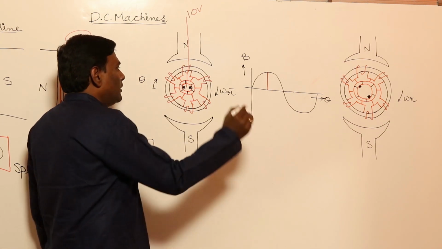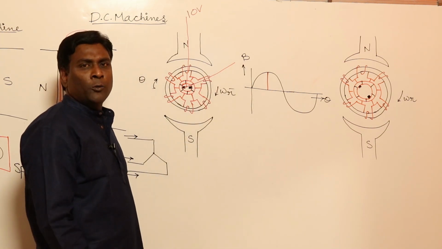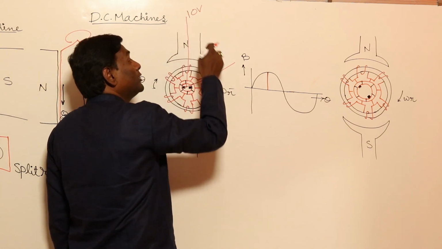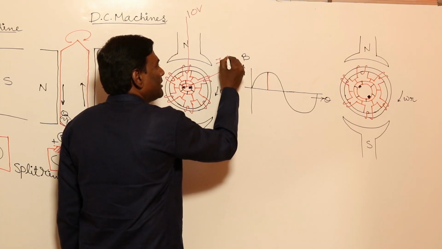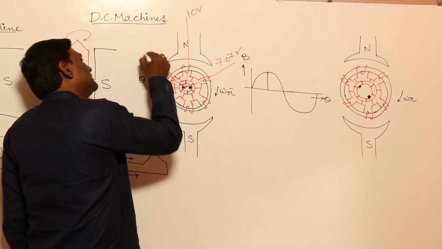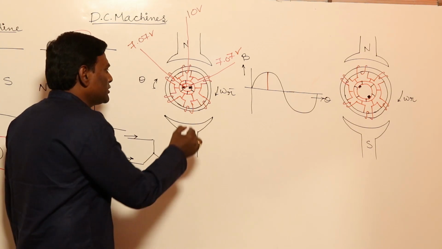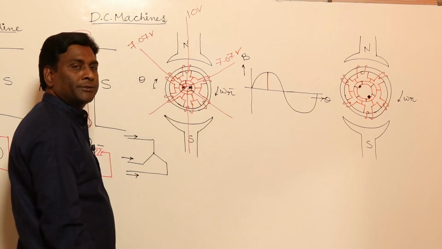For example, now it is at 45 degrees, right? So sin 45 is 0.707. So if it is 10 volts and I have a sinusoidal flux density distribution, induced voltage here is going to be 7.07 volts, and induced voltage here is going to be 7.07 volts. And of course here it is going to be minus 10 volts, minus 7.07 volts, minus 7.07 volts.